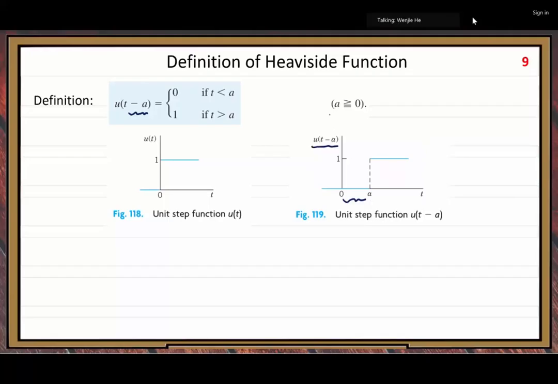Here we assume a is a non-negative number. So for the unit step function, you shift its graph a units to the right. So you get this graph. Before the vertical line a, it takes the 0 value. In that way, you need to use that shift.